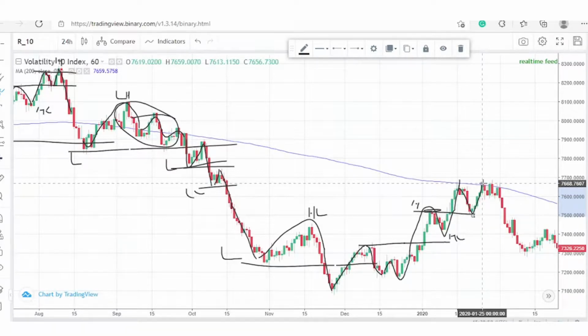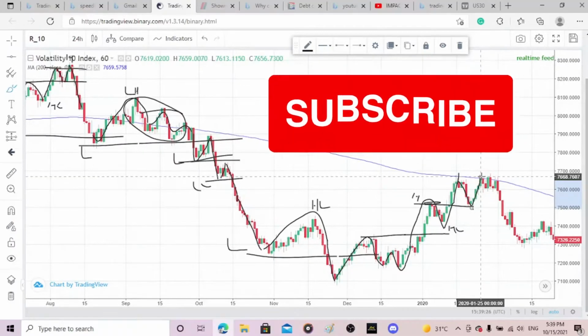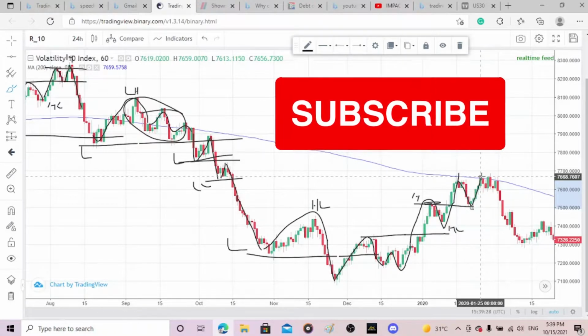Okay, so this is volatility 10, guys. Simple as that. Higher highs, lower lows. Okay, highs and lows. You wait for the market to break your high, and then wait for the market to come back to your high and enter if you are buying. If you are selling, you wait for the market to break your low and wait for the market to come and retest your low, and then you enter your sell. It's as simple as that.